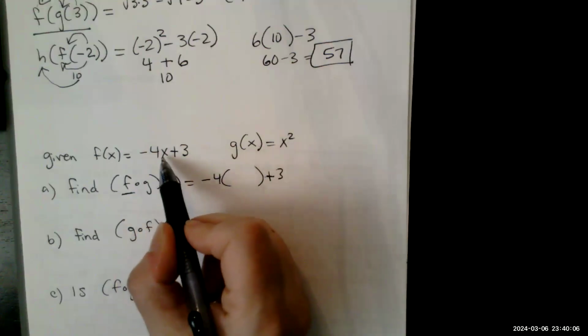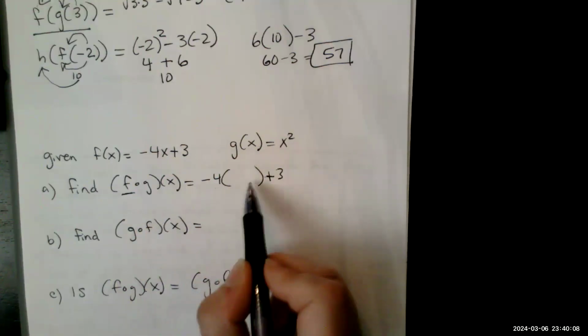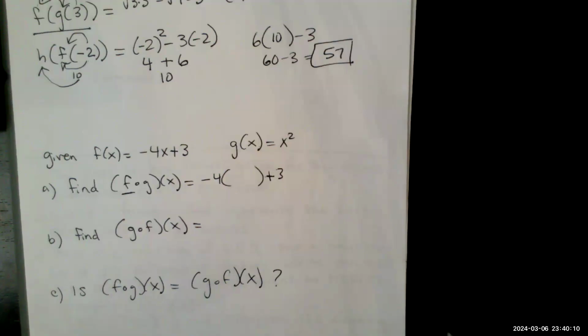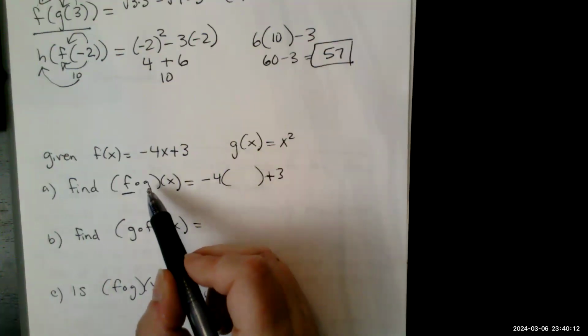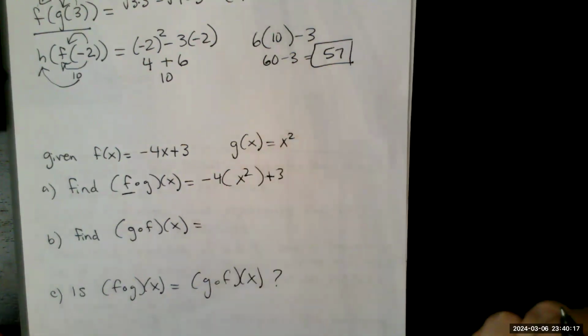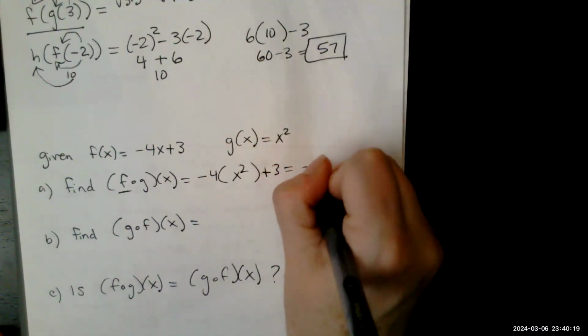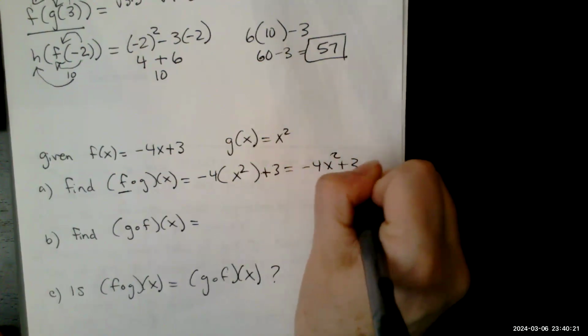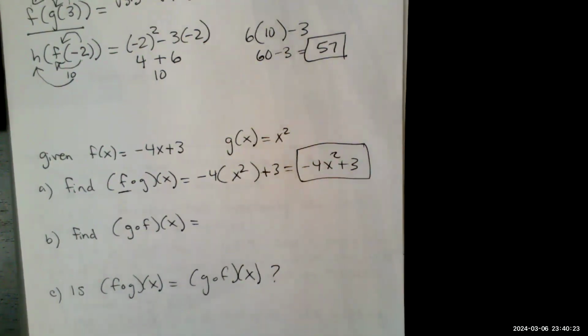So negative 4x plus 3, I wrote negative 4, left a big space, plus 3. And now what do I want to put in that parenthesis? The G function, which happens to be x squared. Not much to do to make this nicer. So that's our final answer.